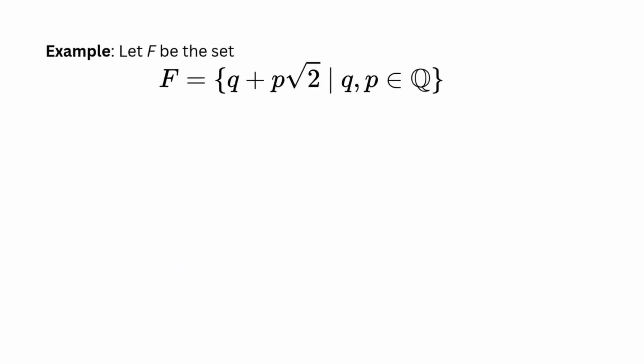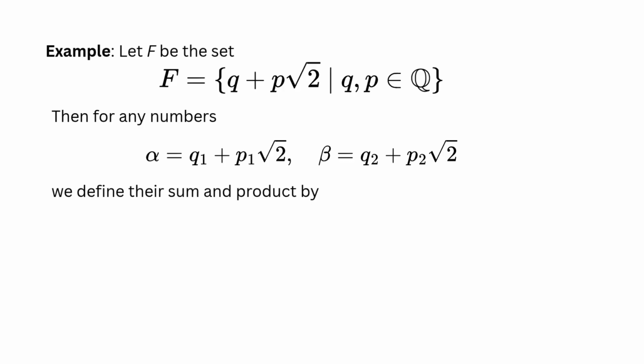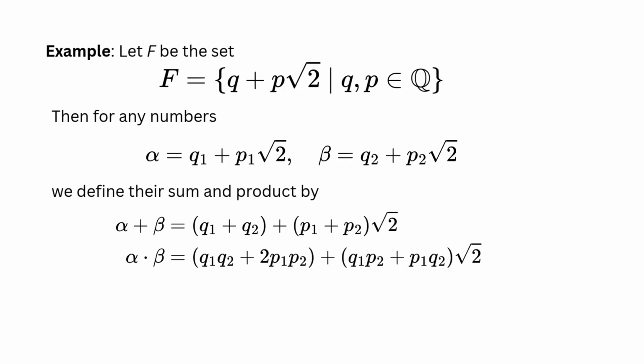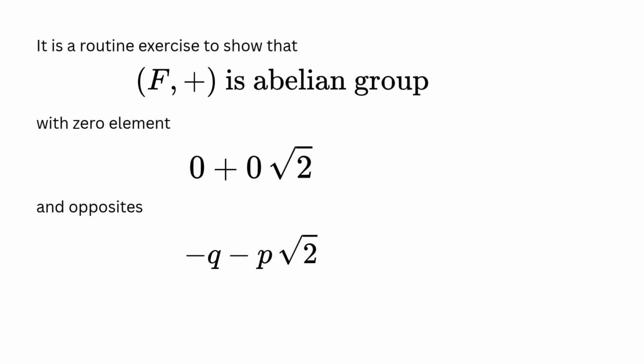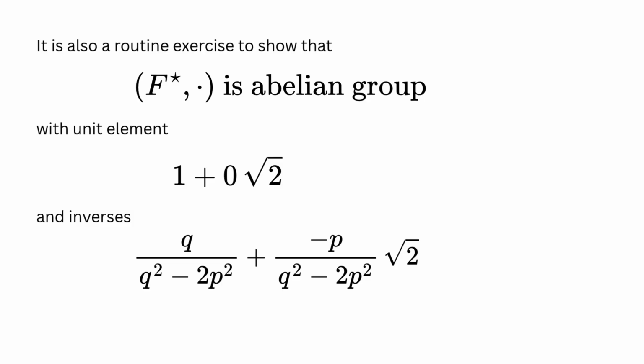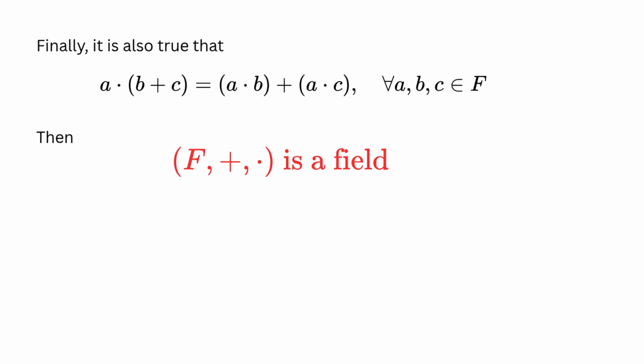As an example, let F be the set of all numbers of the form q plus p times square root of 2, with p and q any rational numbers. Then, given two numbers alpha and beta in F, we define their sum and product as follows. Then, it is a routine exercise to check that F endowed with the addition is an abelian group. Similarly, F asterisk endowed with the multiplication is an abelian group. The distributive property also holds. Hence, F is a field.